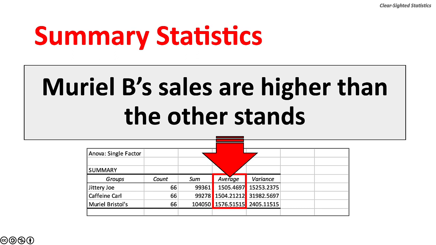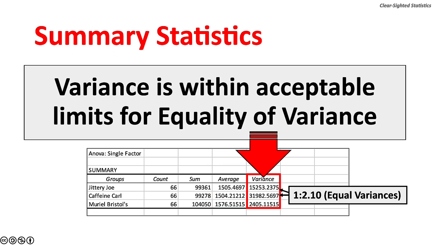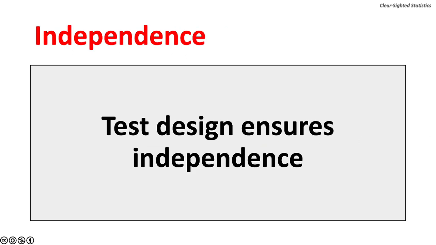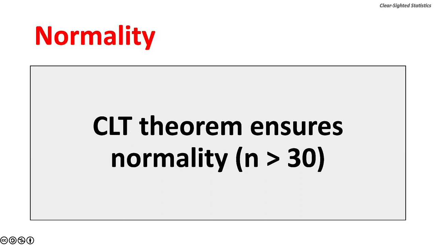Sales for Caffeine Carl and Jittery Joe are nearly equal. 2. The ratio of the lowest variance to the highest variance is 1 to 2.1. It is within acceptable limits for the equality of variance assumption. The test design ensures that all three treatments are independent. The central limit theorem ensures that the treatment data approaches normality, given that the sample sizes are greater than 30. All three ANOVA requirements are met.